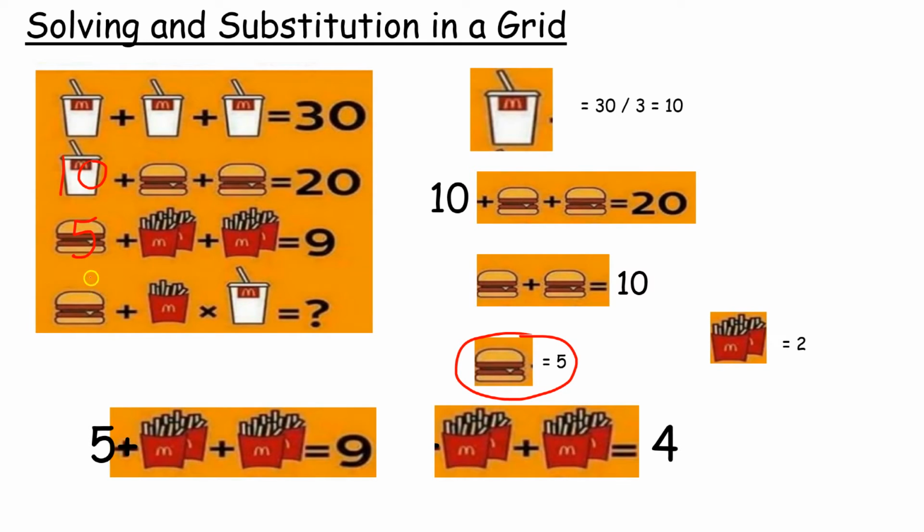Finally, I can work out the expression at the bottom by remembering BIDMAS. I need to multiply first. So I have 5 plus 2 times 10. Remember BIDMAS, we multiply first. 2 times 10 is 20. I still need to add the 5 on, so I get an answer of 25.